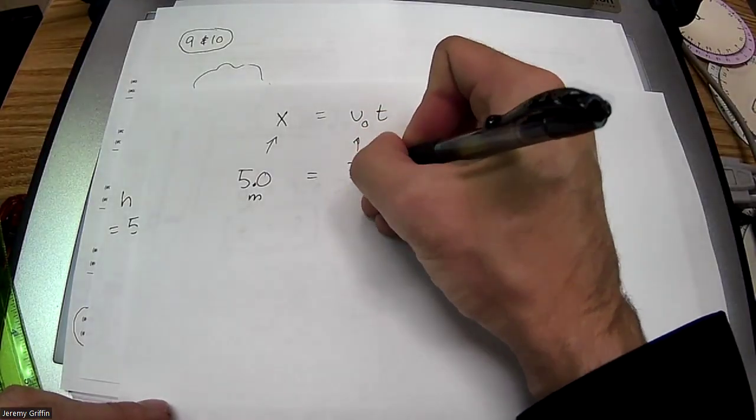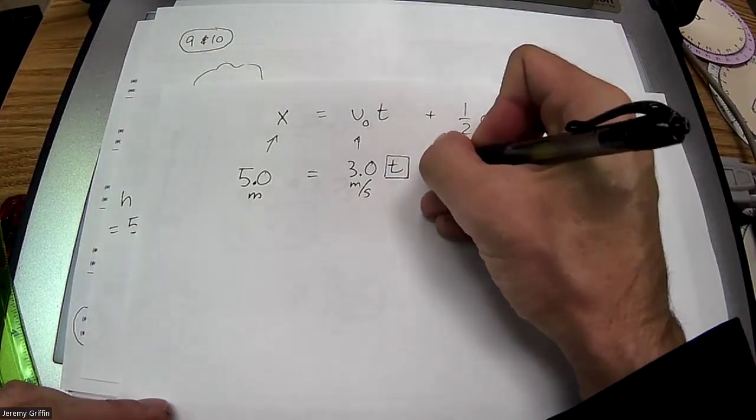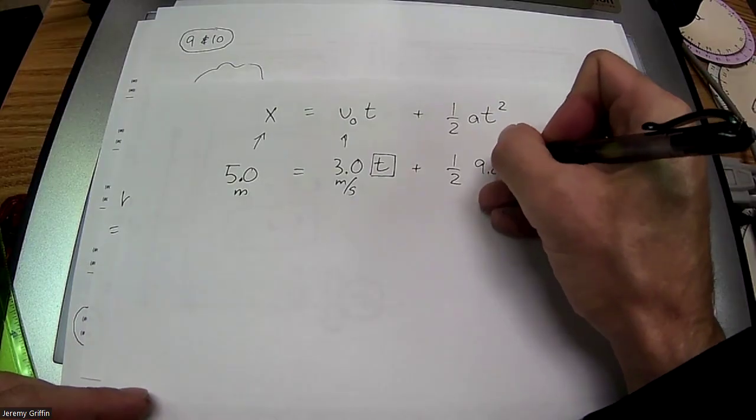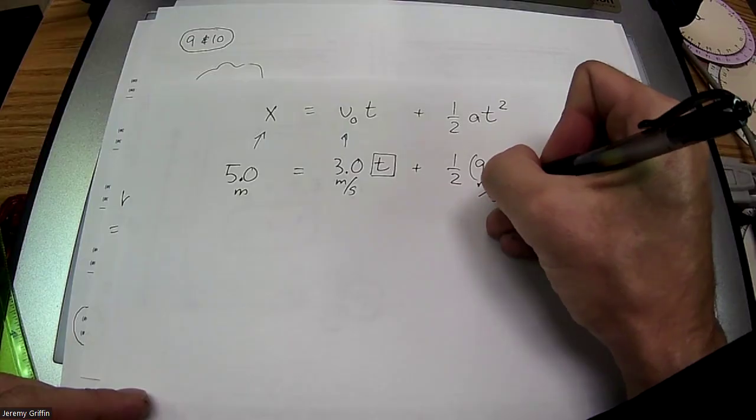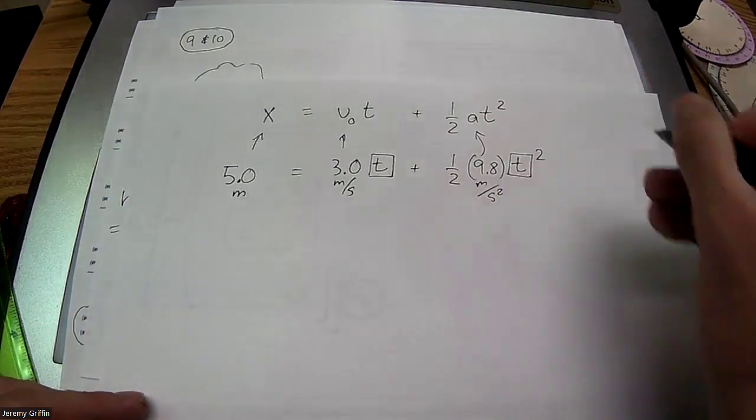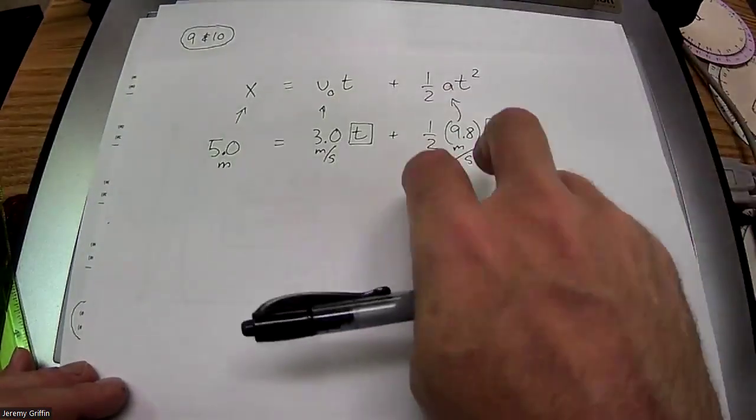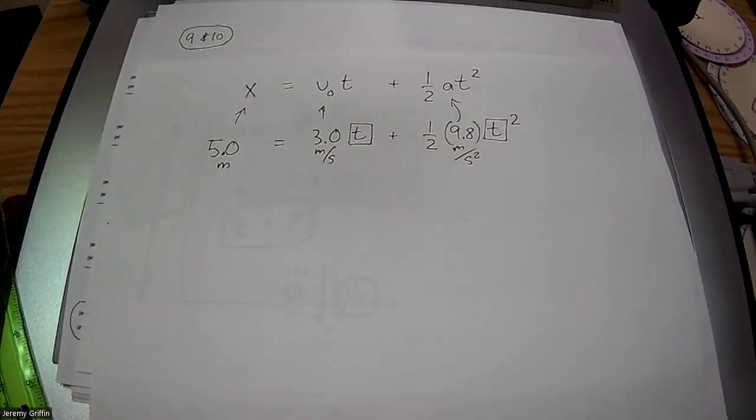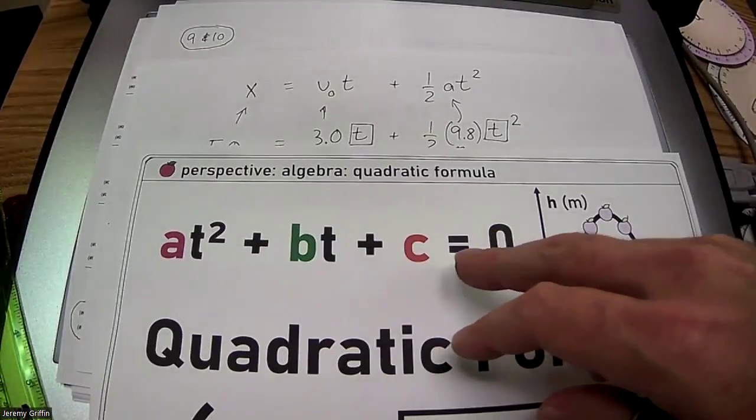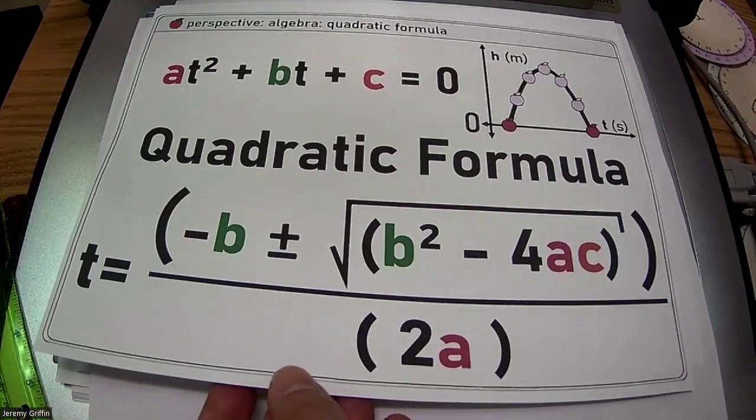So my paper says 3 meters per second times t we're solving for, plus 1/2 acceleration due to gravity. That's 9.8 meters per second squared times the time we're again solving for, but this time squared. You guys get that? Okay. I got to rearrange this to be in this quadratic form. Because if I can get at squared plus bt plus c equal to 0, then t is equal to that whole quadratic formula right there. That's what we're about to do.